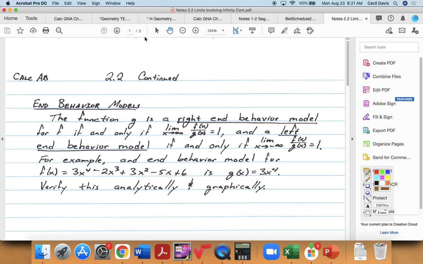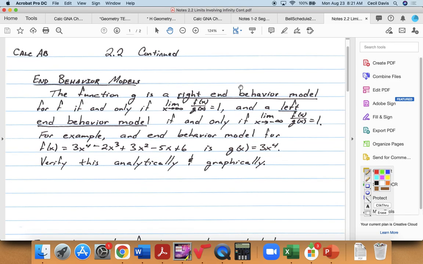Okay, so how do we define that? Well, the function g is a right end behavior model for f if and only if the limit as x goes to infinity of f of x over g of x is equal to 1. So that they're doing basically the same thing. It may not be exactly 1 the whole way, but as x gets really big, these two are doing the same thing. Likewise, a left end behavior model if and only if the limit as x goes to negative infinity of f of x over g of x is equal to 1. By the way, since those are 1, we can also do g of x over f of x. It really doesn't make any difference.